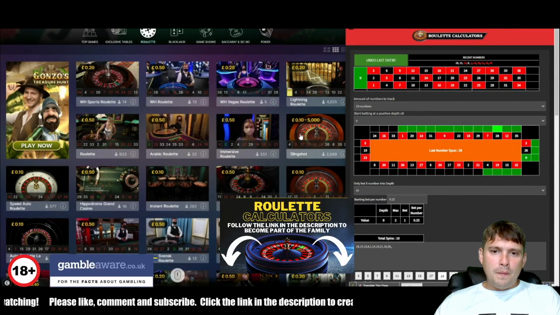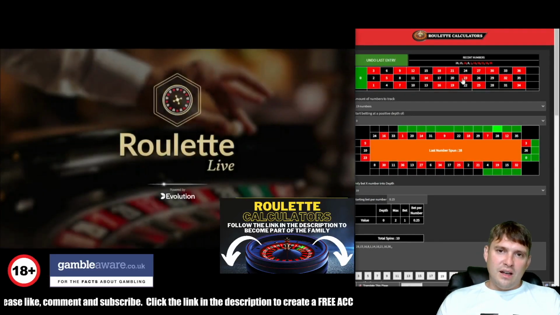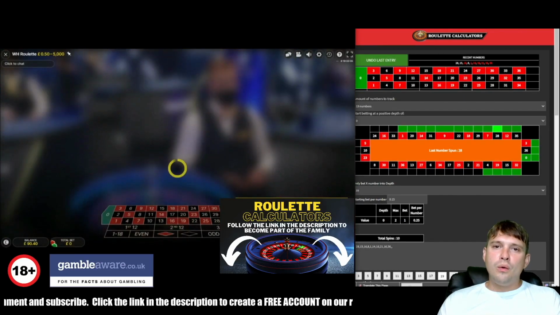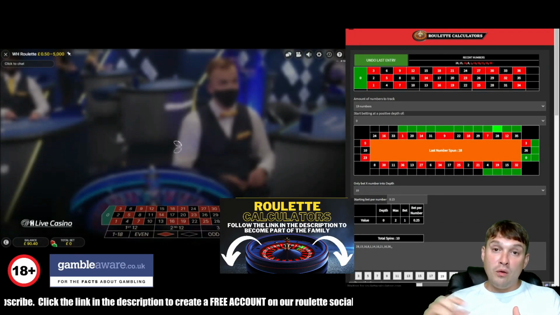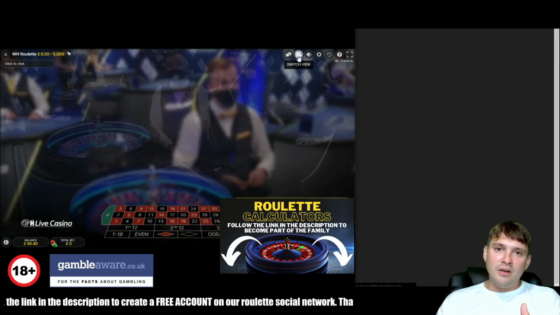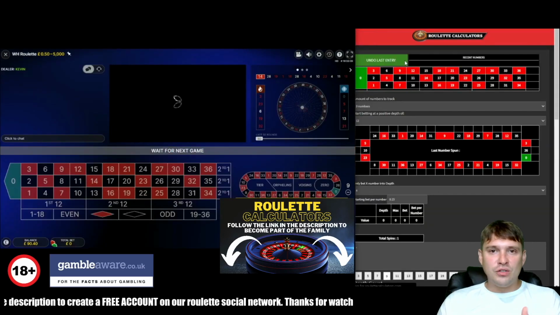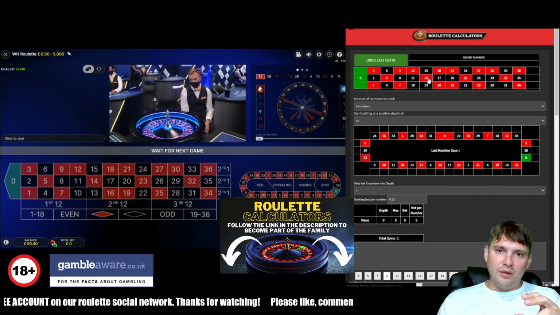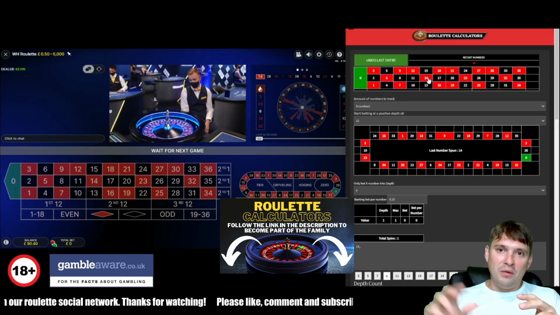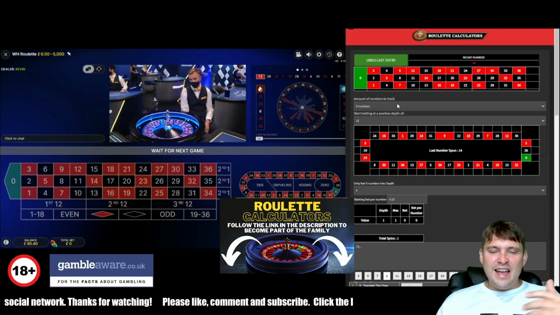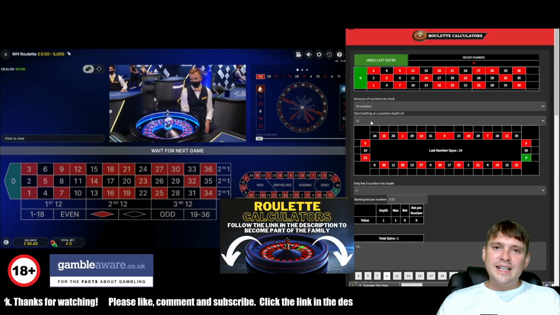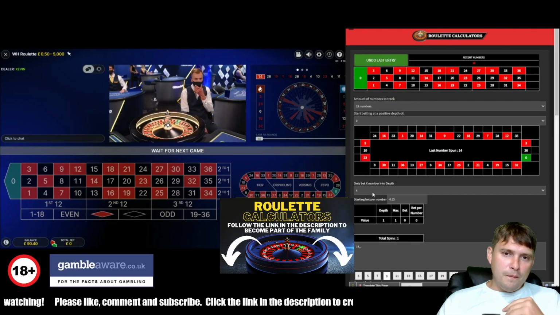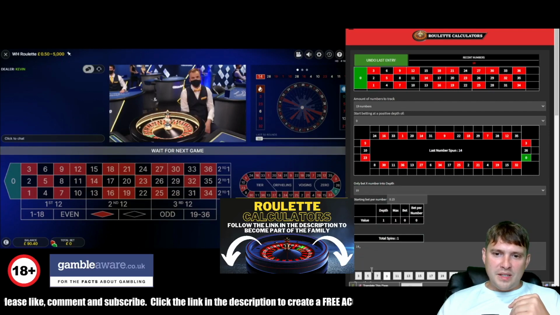You want to see it consistently low, and when I say low, I mean 0, 0, 0, maybe a 1, 0, 0, 1, 0, 0, and the occasional 2. But if you see it like 0, 0, 4, 0, 3, 0, 0, 8, then you can't really get an idea of a pattern there. So it's not worth playing on those particular tables.